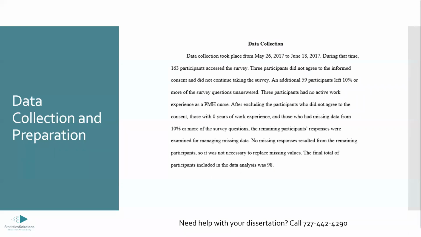And here's just another example of the same type of thing, with a little bit more detail about the data collection. Again, we say how many participants initially responded to the survey. We explain why participants were excluded for various reasons. And then we state what our final total sample size was.